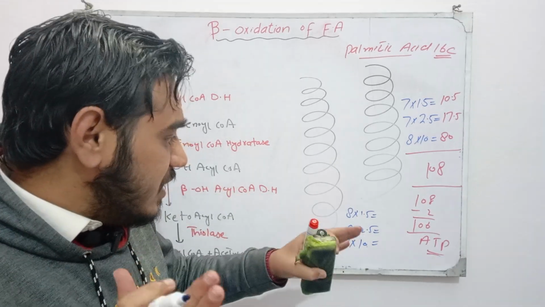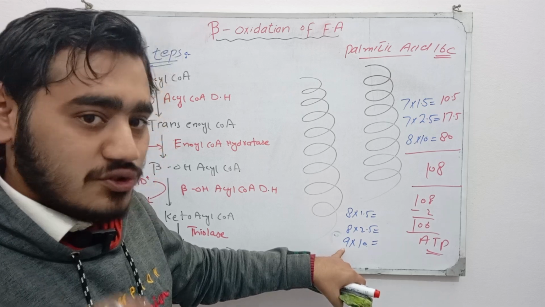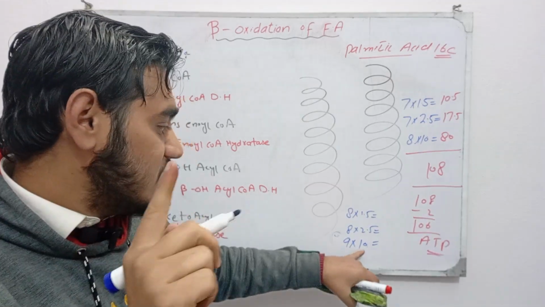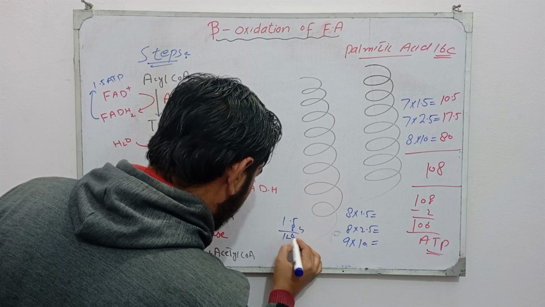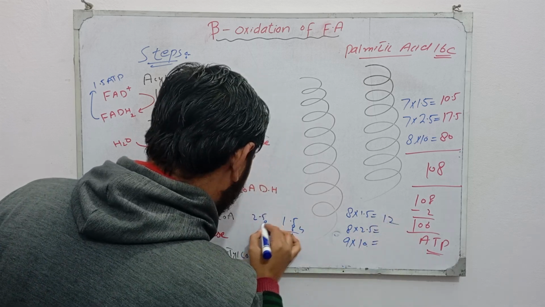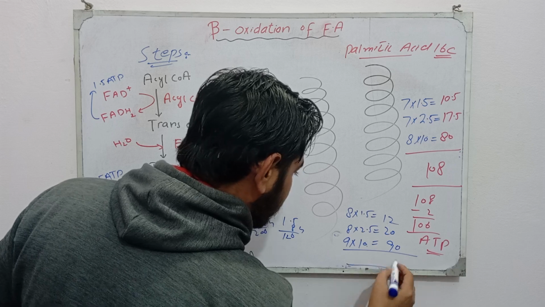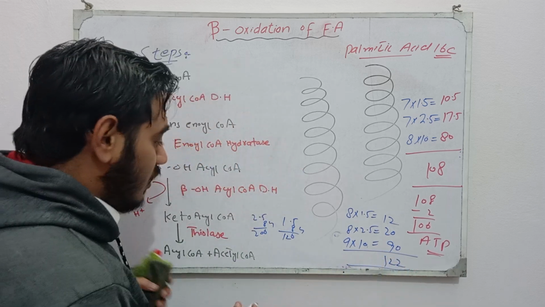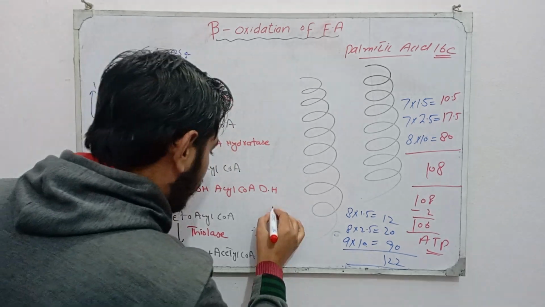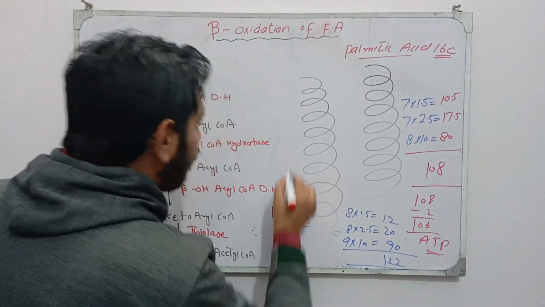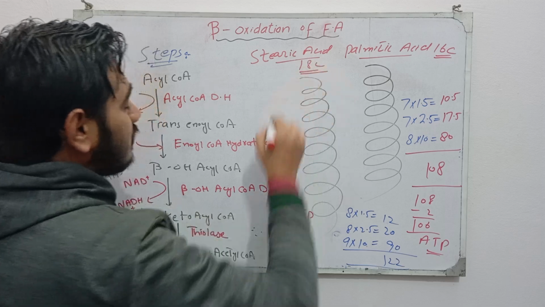The FADH2 molecule gives 1.5 ATP, NADH and H plus gives 2.5 ATP, while there is production of 9 molecules of acetyl CoA, and 1 molecule of acetyl CoA gives 10 ATP. So 8 cross 1.5 is 12 ATP, 20 ATP and 90. So the total production of ATP is 122, and 2 ATPs are utilized in the activation of fatty acid. So the total amount of ATP will be 120 ATP from stearic acid, which is an 18 carbon atom containing compound.